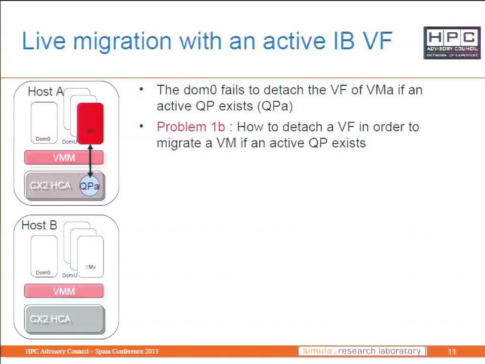But if we just try to detach a virtual function, and there's an active Q pair, an application is running and it has an active Q pair, then how are we going to do it? Because we need to quiesce it first.